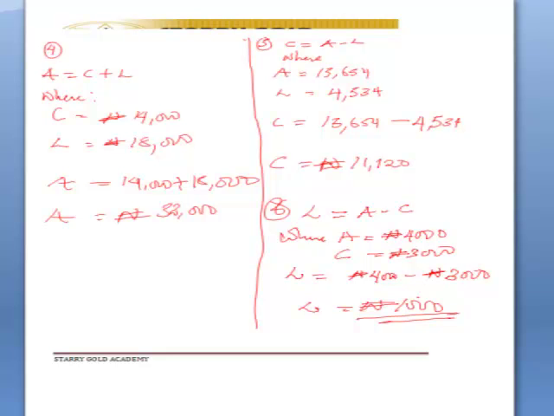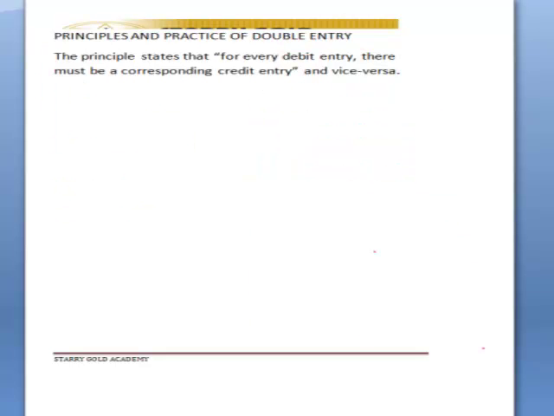So that is the question on the accounting equation, and we'll be taking subsequent more questions in our question and answer. Having concluded the question on the accounting equation, it is necessary that we look at the golden principles, that is the principle and practice of double entry. That has been the basis of accounting.